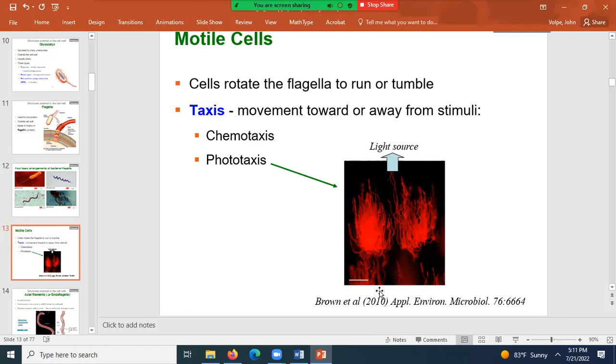Usually, photosynthetic cells move towards the light. So this must be a non-photosynthetic cell. Any question about any of that? Taxis is extremely important for bacteria because if the bacteria has taxis, they can move to a more favorable environment, and they're more likely to survive in a more favorable environment.